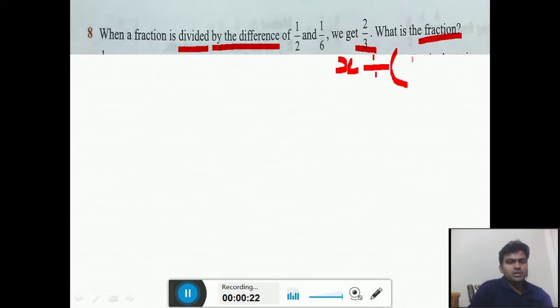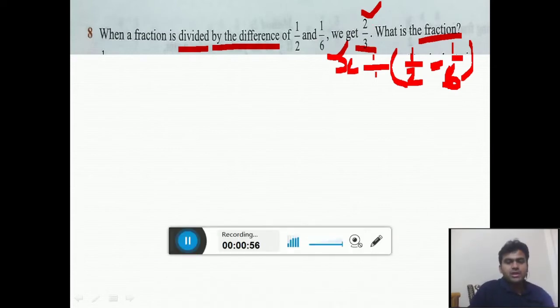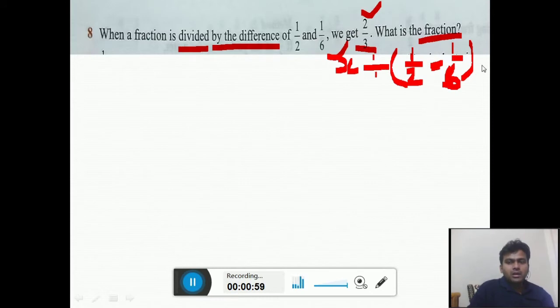So this fraction is divided by the difference of 1 upon 2 and 1 upon 6, that is 1 upon 2 minus 1 upon 6, to get 2 upon 3. So what we have to do? We have to find the difference of 1 upon 2 and 1 upon 6, and we have to divide x by this difference to get 2 upon 3. So what is the fraction? In this equation we will write here equal to 2 upon 3.